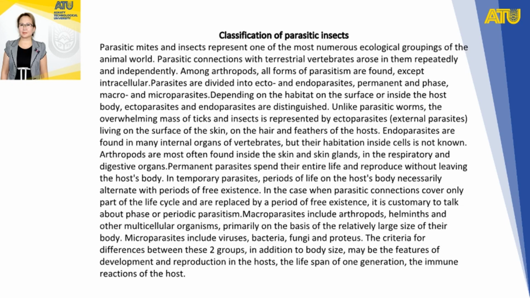Macroparasites include arthropods, helminths and other multicellular organisms, primarily on the basis of the relatively large size of their body. Microparasites include viruses, bacteria, fungi and protozoa. The criteria for differences between these two groups, in addition to body size, may be the features of development and reproduction in the hosts, the lifespan of one generation, and the immune reactions of the host.